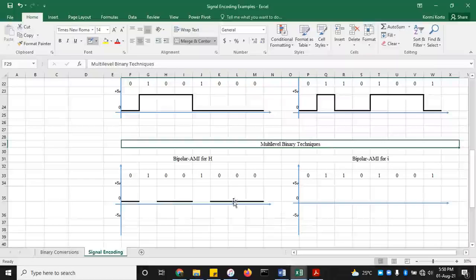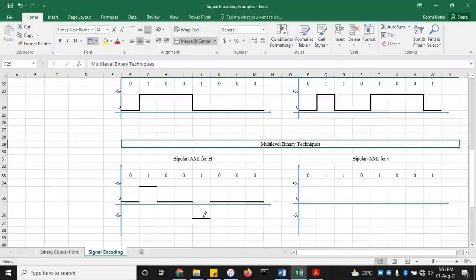Okay, so in this case, the first on state has to be a high, and then the next on state has to be what? A negative, and then the next one, if we have another one, will be a high or positive state, or a high voltage pulse state. Okay, so once you have that, you can just link them up, and then you have your bipolar AMI for uppercase H.